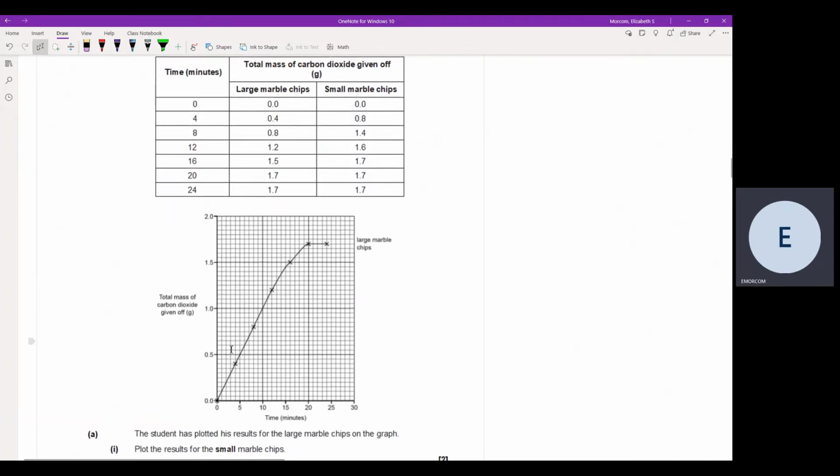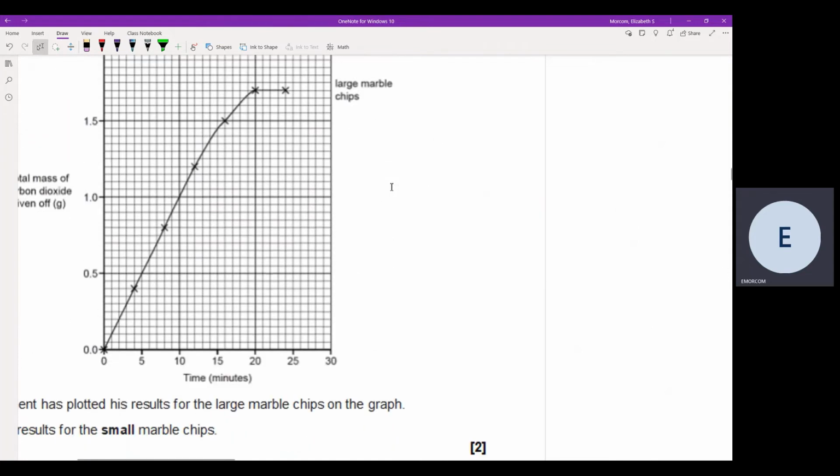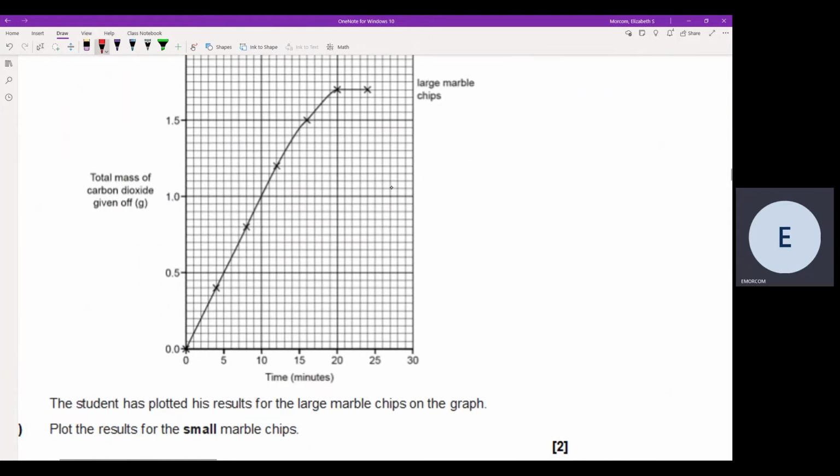So the small marble chips, let's have a look. At 4 minutes, there are 0.8 grams of carbon dioxide given off. So I'm going to zoom into this. 0.8, so 4 minutes is here. And it helps because as all of the times were taken identically, we can actually just go up on the line that our cross was made for the large marble chips. Then we need to look at what the intervals are on the y-axis. Because 0.5 is every large square, that means each small square is worth 0.05.